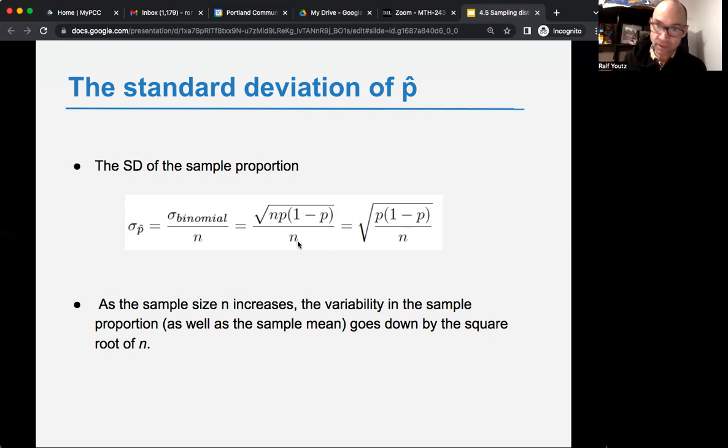A little bit of algebraic simplification, if you remember how radicals work, gets you a slightly simpler formula where you only have to write down n once. It's the square root of this quotient of the product of p and the remainder proportion, 1 minus p, with n. Whew. As sample size n increases, you'll notice here the variability in the sample proportion, just like back in the sample mean variability, decreases by the square root of the sample size n. That's because n is under that square root symbol.